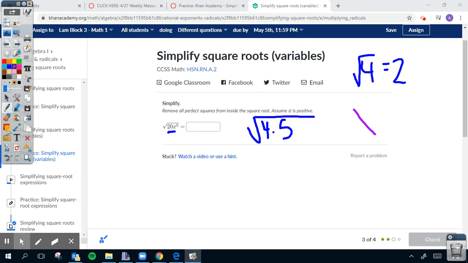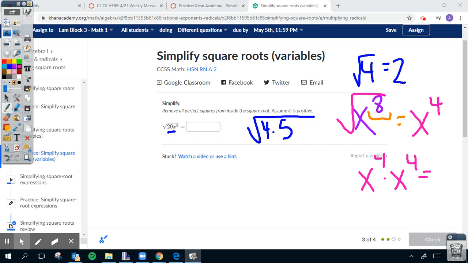Second, x to the 8th. We want to pay attention here because this is an even number. So what number times itself is x to the 8th? With exponents, we can just divide that by 2. So the square root of x to the 8th is x to the 4th because x to the 4th times itself is x to the 8th. Because remember, with exponents, we add them when we're multiplying. So x to the 8th is the same thing as x to the 4th times x to the 4th.